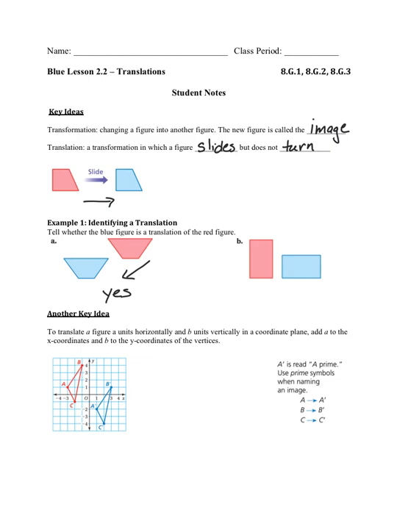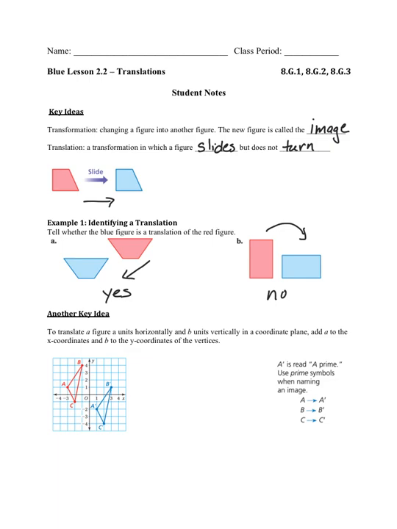However, when I look at B, I would need to do some kind of a turn to get from the red figure to the blue figure. So that is not an example of a translation. It is a transformation, but it's not the one we're talking about today, which is a translation.